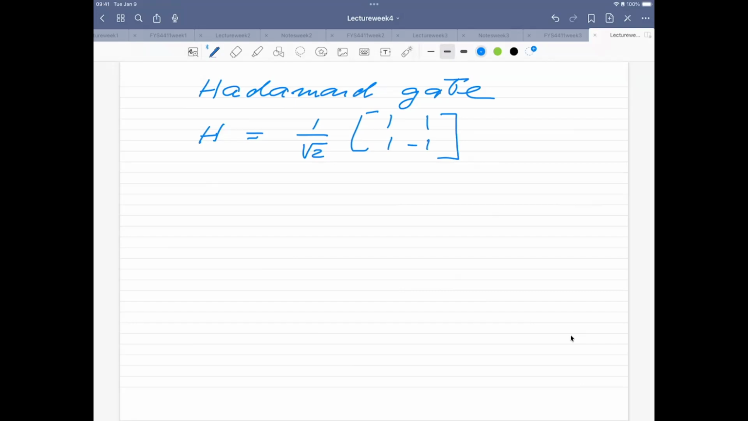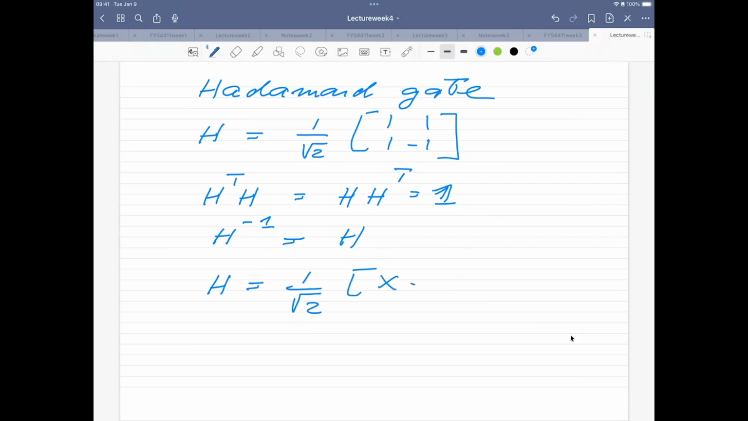It has the property, and you see that it has real entries, so it is an orthogonal matrix. It's easy to see, if you just perform these operations, that H to the minus 1, the inverse, is actually equal to H. You can write this matrix as a linear combination of a Pauli X and a Pauli Z matrix, and you can see that if you combine the Pauli X and the Pauli Z, this is what it gives you.